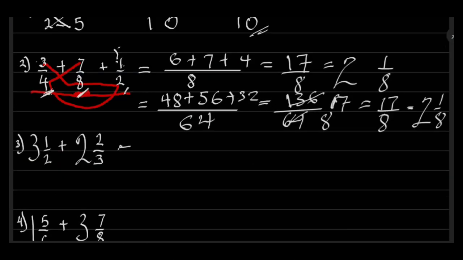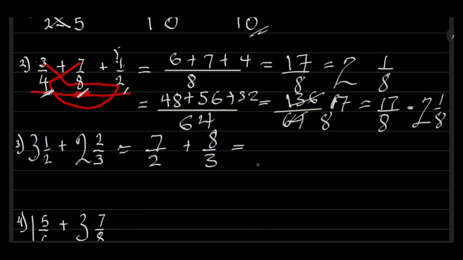Okay, so to solve question 3, we have first to change them into improper fractions. So 2 times 3 would give us 6. 6 plus 1, that would be 7. So 7 over 2. Remember, the denominator never changes. Plus 3 times 2 would give us 6. 6 plus 2 would give us 8. That would be 8 over 3.